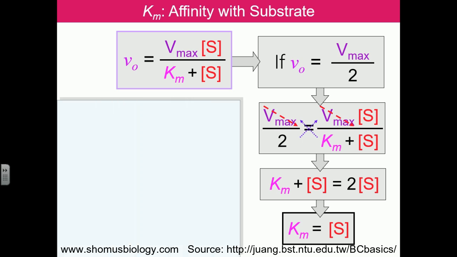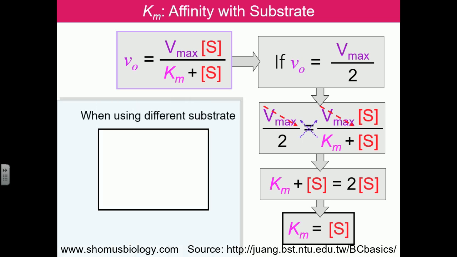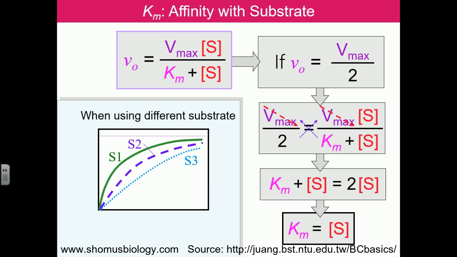If you look here, let's explain it with a graph. If you look at this graph, when we are using different substrates, this is say substrate 1, substrate number 2, and substrate number 3 with this blue. Now what we are looking at is the Vmax, that's a maximum, and that's kind of conserved, the same for all of them, but the Km are different for different substrates. So what you can see, the Km value will be changed.